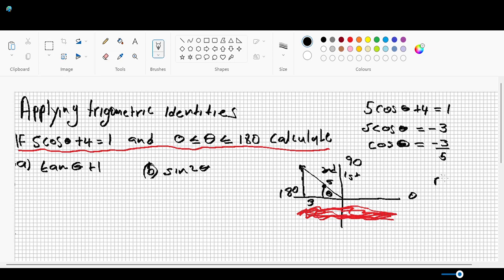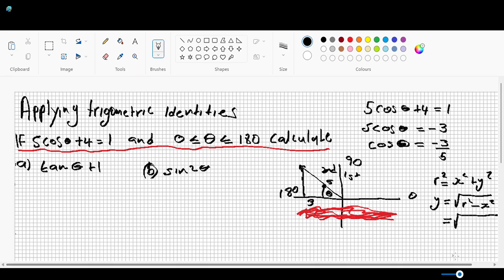Now if you still remember, Pythagoras theorem is r squared equals x squared plus y squared. In this case, y is the one that you're looking for, which is the opposite. So I'm just going to jump straight to the formula when we make y the subject, which is going to be the square root of r squared minus x squared. So let's just substitute here.